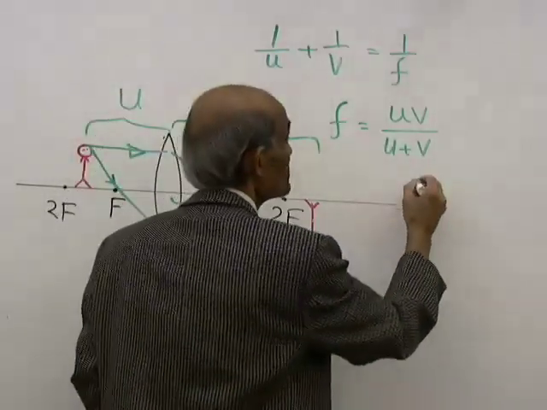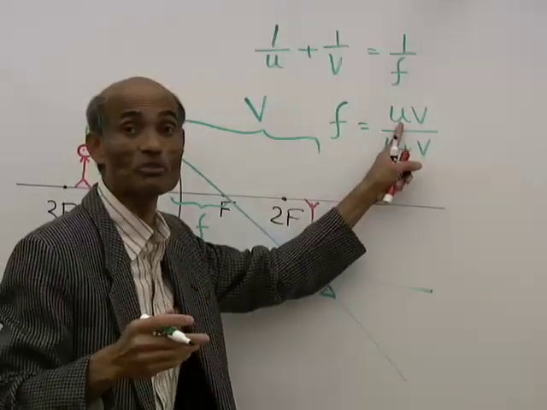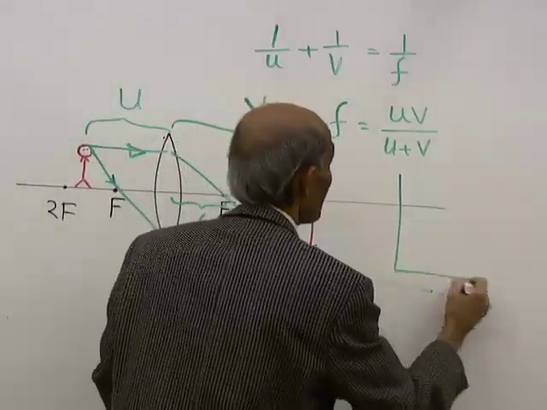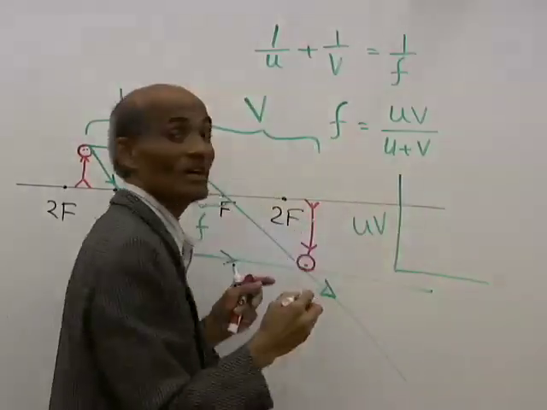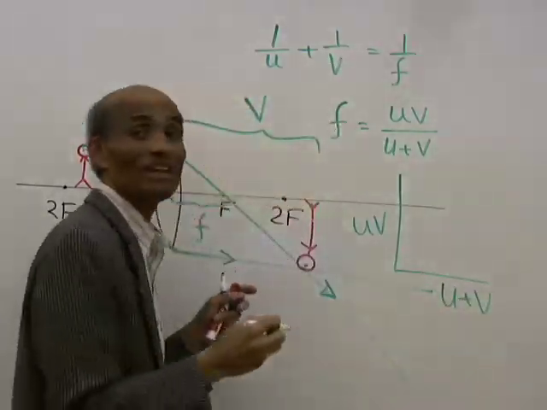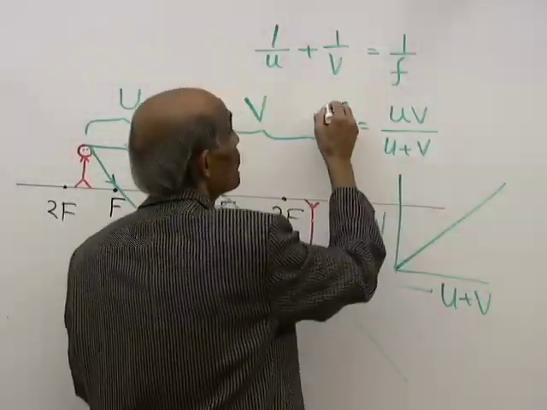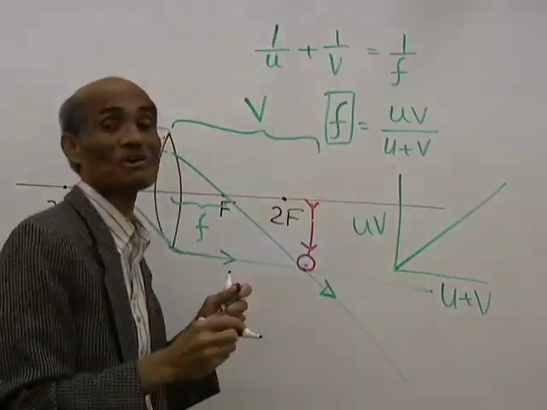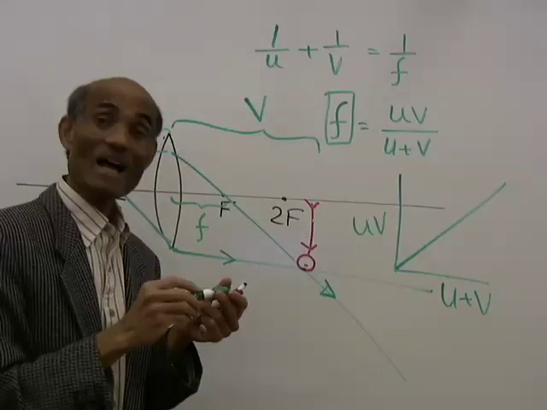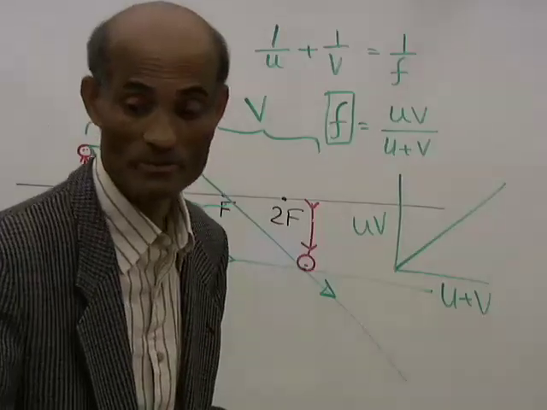So, all you need to do is do the experiment for different values of U and V and draw a graph of U times V on the vertical axis and U plus V on the horizontal axis. The slope of that graph will be a measure of the focal length. That is one way to obtain the focal length. Another way is, I want you to pay attention to understand that second method.